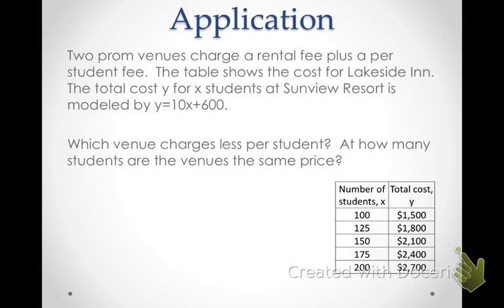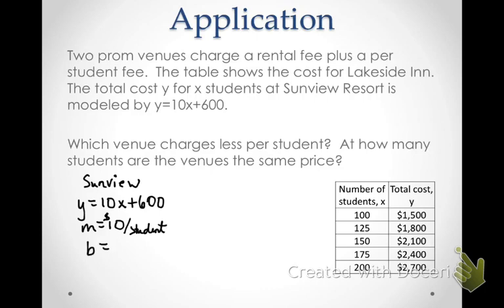So in the Sunview situation, we're given an equation. The slope of the equation is our rate of change. In this case, that is the cost per student. So Sunview charges $10 per student. And then our b value in the equation is our starting amount. And our $600 is our b value, or our starting amount. So that's just the fee to rent Sunview.